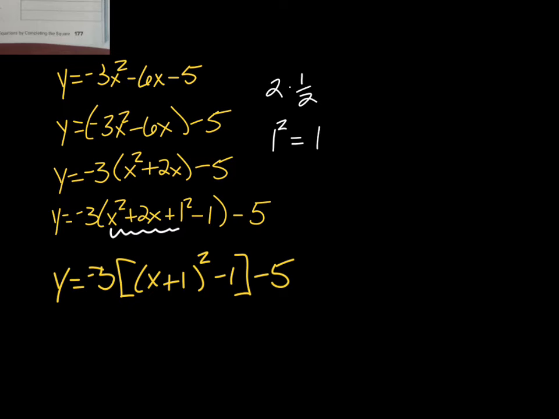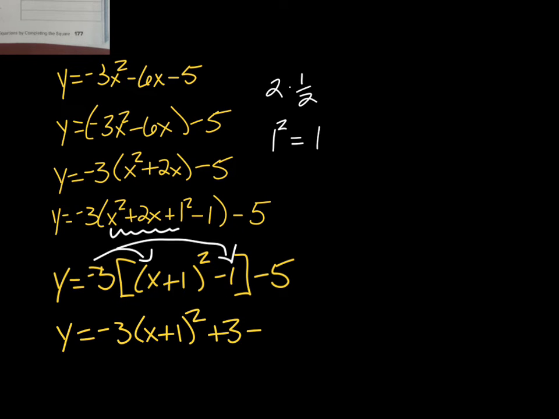So what we're gonna do is distribute this -3 in, but we're not gonna get carried away. So we're just gonna have -3 times x plus 1 squared plus 3 minus 5. Is that okay?